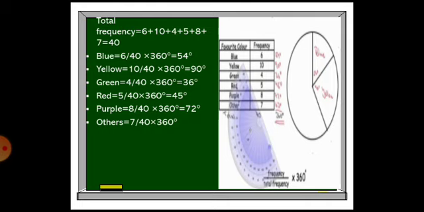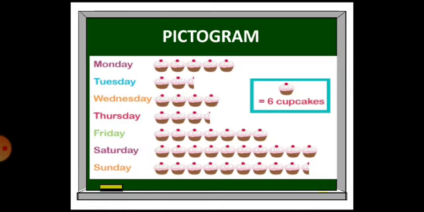After you've done that, place your protractor at the center where you put your compass, that point. Then from there you see the various degrees from 90 like that. Then you measure each of what you have calculated from the items to construct your pie chart.